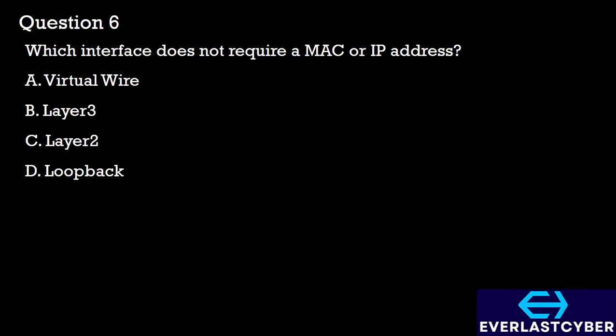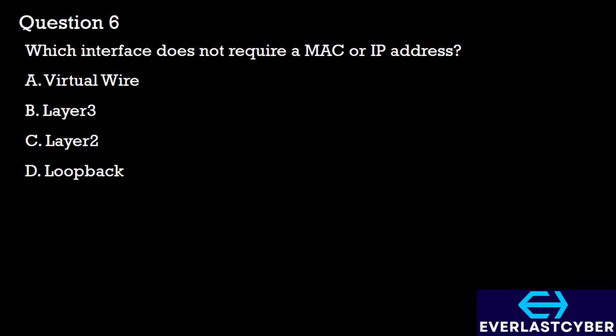A virtual wire interface on a Palo Alto network firewall does not need a MAC or IP address because it functions as a transparent layer 1 interface. It essentially acts as a bump in the wire, meaning that it passes traffic between two physical interfaces without modifying the traffic.